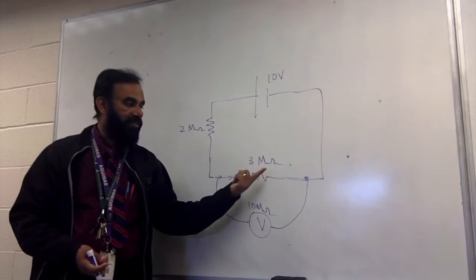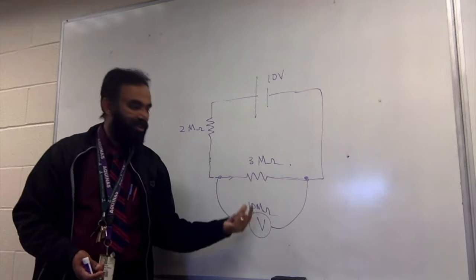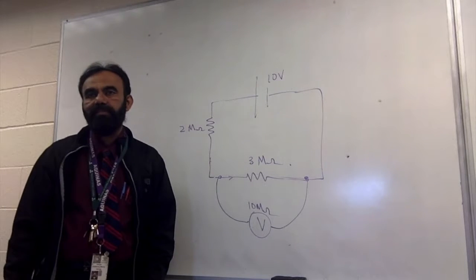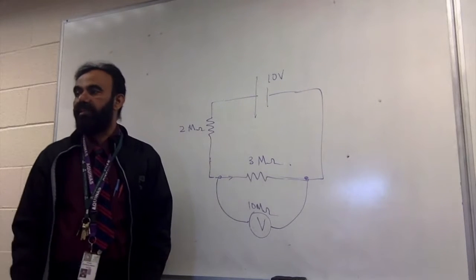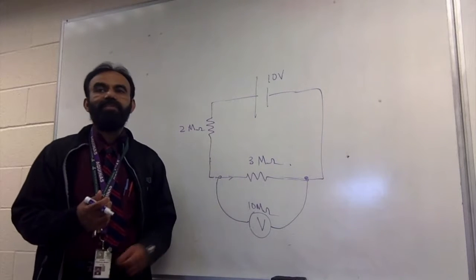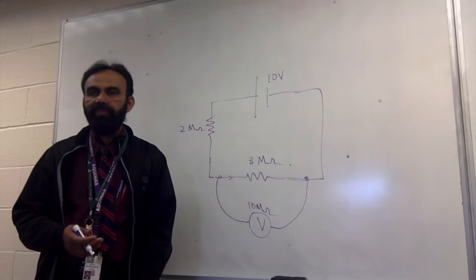That means the potential difference across the 3 mega ohm is no more 6. It's going to be less than 6. So this voltmeter will read a voltage which is slightly less than 6. Not slightly, majorly less than 6. So if a voltmeter has some resistance, this is the consequence. It won't read the real voltage.